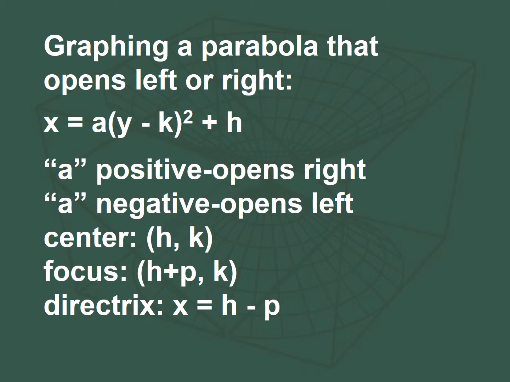So your center is still going to be found at (h, k), but because your parabola is opening left or right, your focus is to the right of your center, which means you need to take your h value and add p. And your directrix is going to be a vertical line instead of a horizontal line. So it's going to be x equals h, except you're going to subtract p because it's going to be to the left of your parabola.